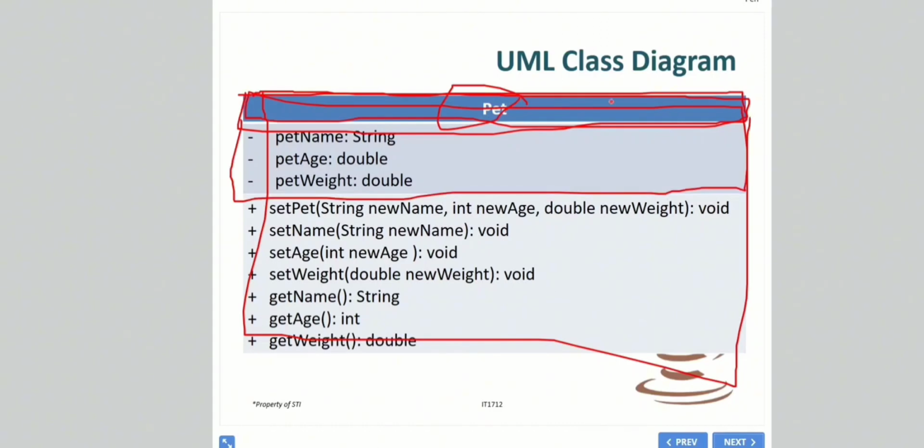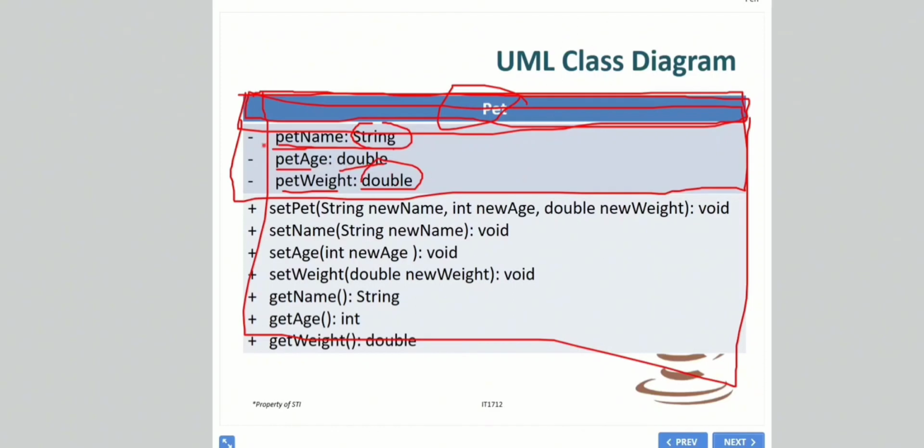The second row contains all the variables. The first variable we have here is petName. This is the variable name and our data type is String. The second variable is petAge, which has the data type double, and petWeight with a double data type.